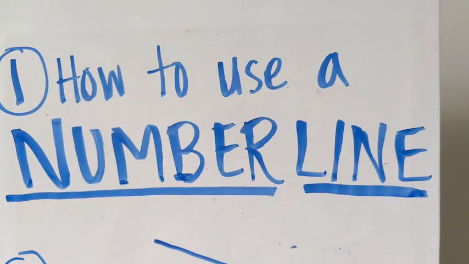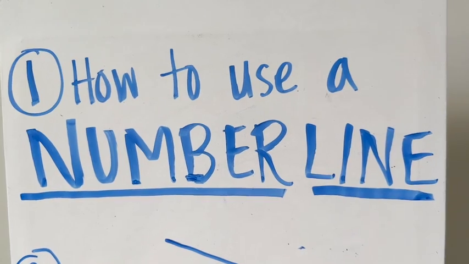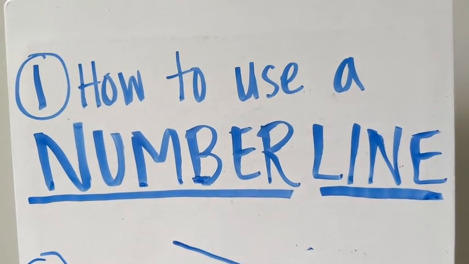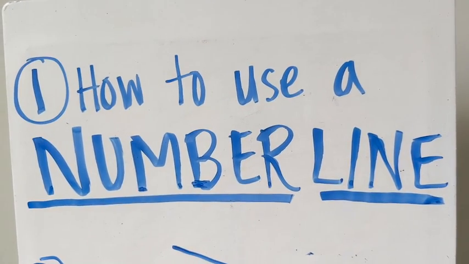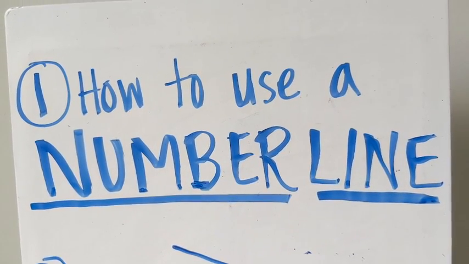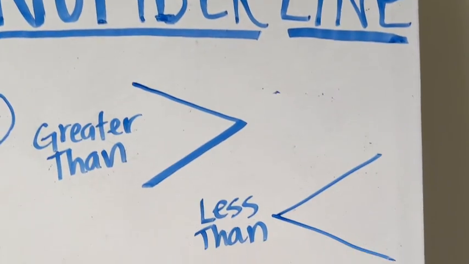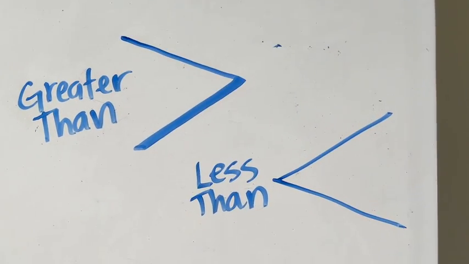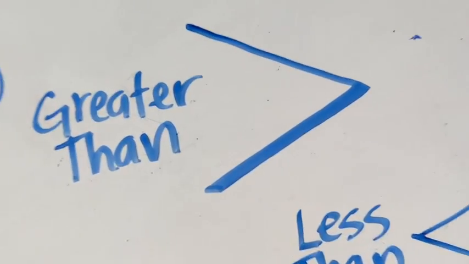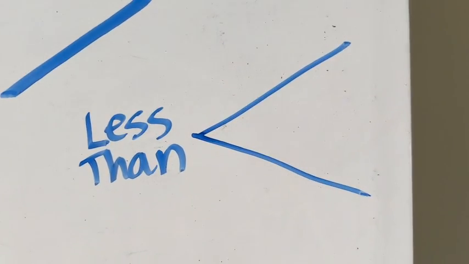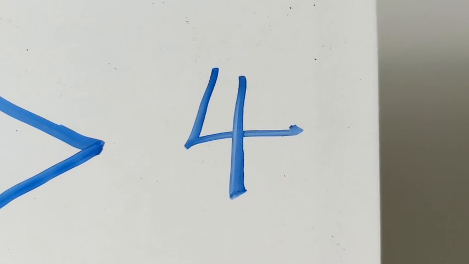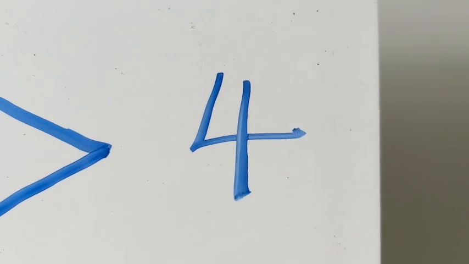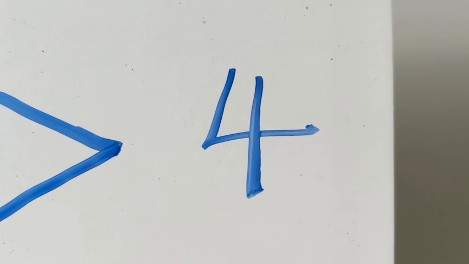Go smaller. So that's what a number line is. I know you can identify a number line now, and I hope you know how to use it by moving up and down the number line. Now I want to teach you about these 2 new symbols called greater than and less than. Here's my favorite number 4. I'm going to show you how to use this greater than symbol.